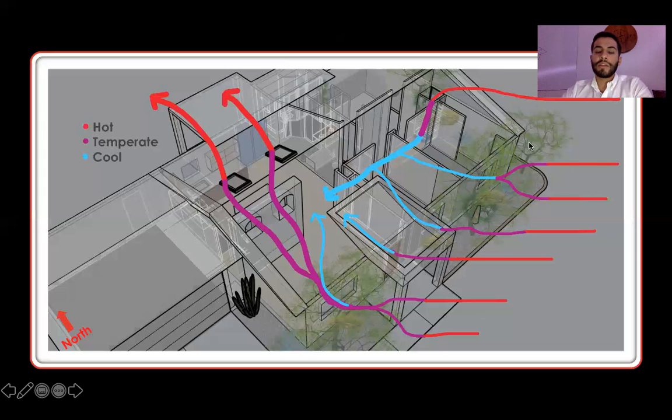Here you can see, given the arrows, the red hot air and the purple temperate air. The vegetation is going to slow down the air and create a cooling feature known as transpiration. Because vegetation is humid, this will allow the air to then become cooler as it enters the living spaces of the home.